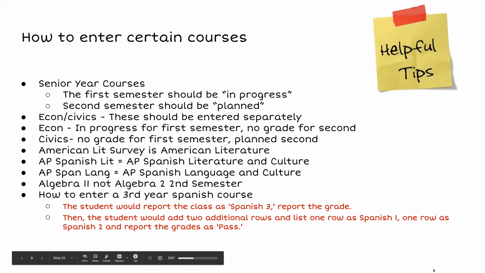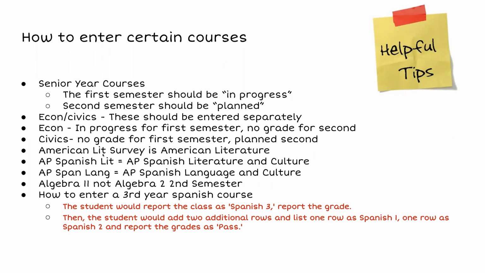American Lit Survey is an example of when, if you type in exactly how the course is shown on the transcript, it won't populate. If you try typing in American Lit Survey, it won't pop up, but if you type American Literature, it will pop up in the dropdown, and so you'll want to select that option.